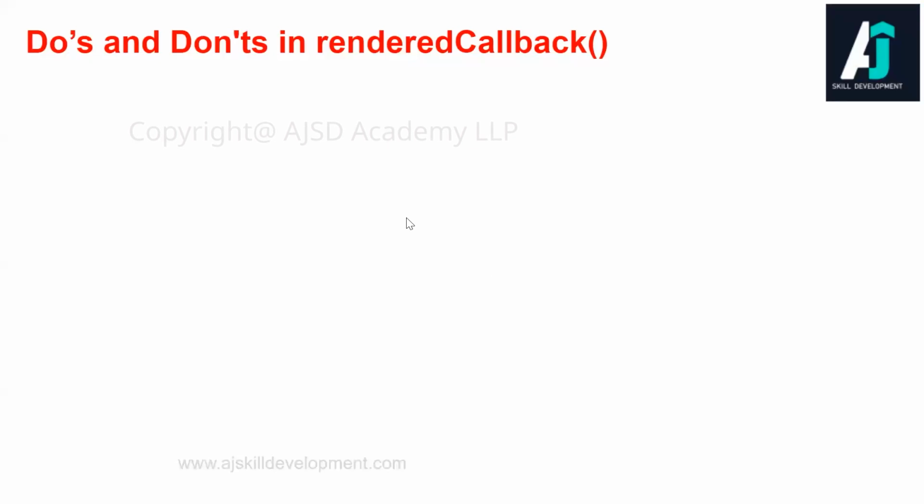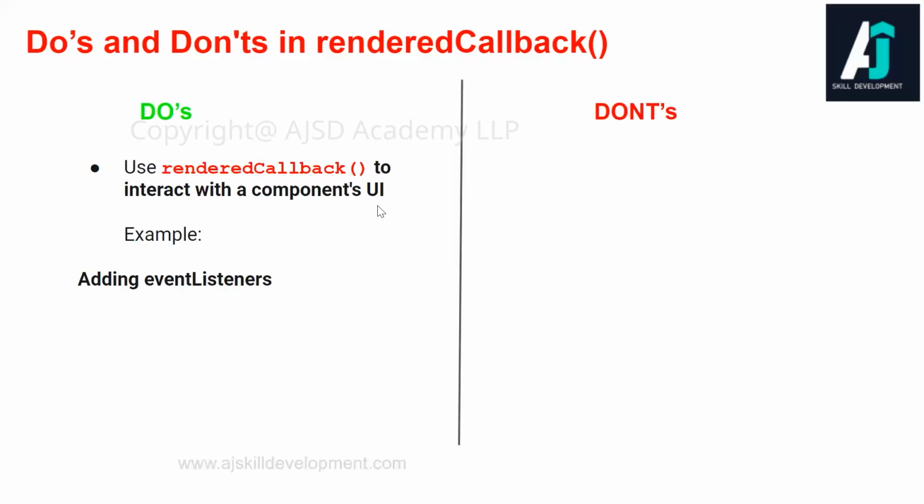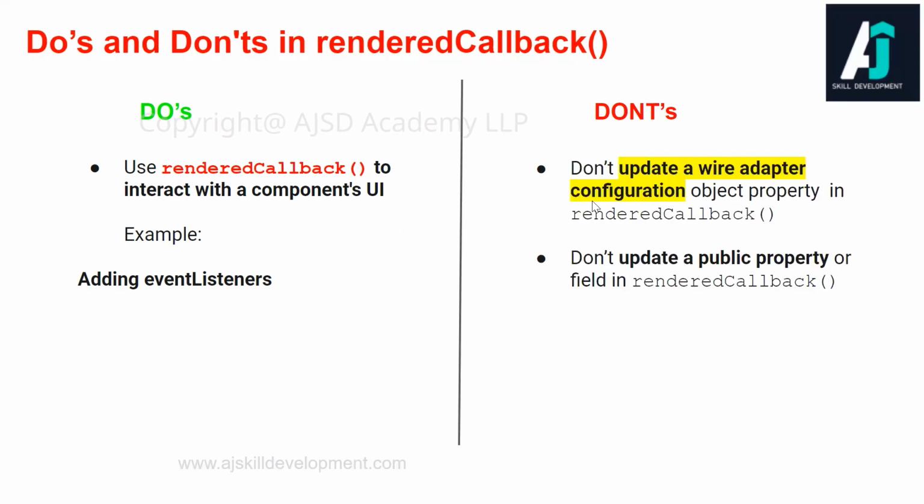So here we are going to see the do's and don'ts. In do's, I told you, right, we can actually interact with the component's UI. For example, adding event listeners. We haven't done adding event listeners, but we targeted our template tags. We were able to bring the hello on our screen by putting a template tag inside the rendered callback. And don'ts is, don't ever update any wire property configuration. What this wire adapter is, we are going to discuss soon in our LWC concepts. But as of now, keep in mind that the rendered callback cannot have the wire adapters. It will lead to some performance issues.